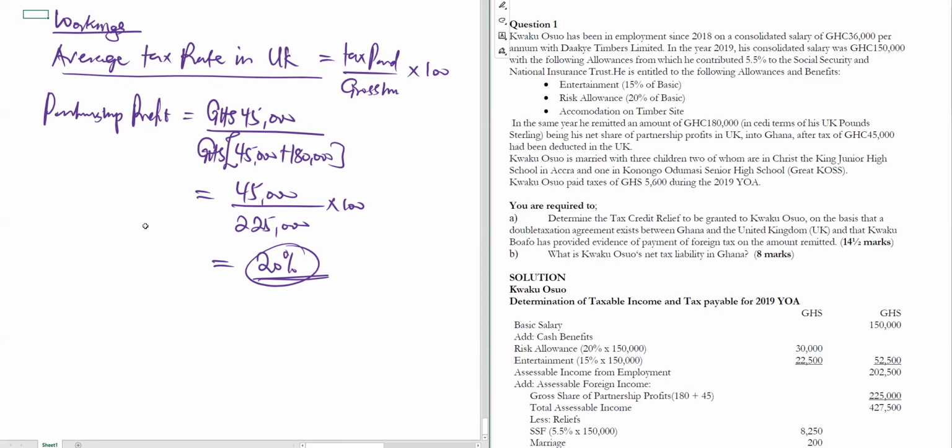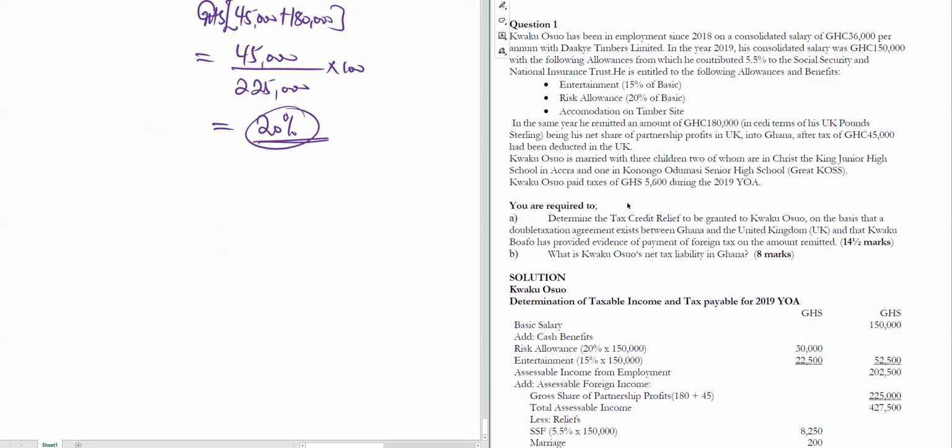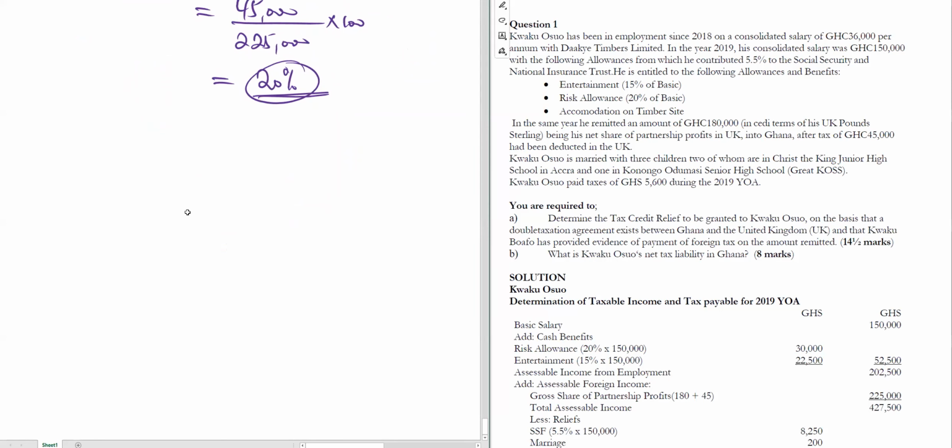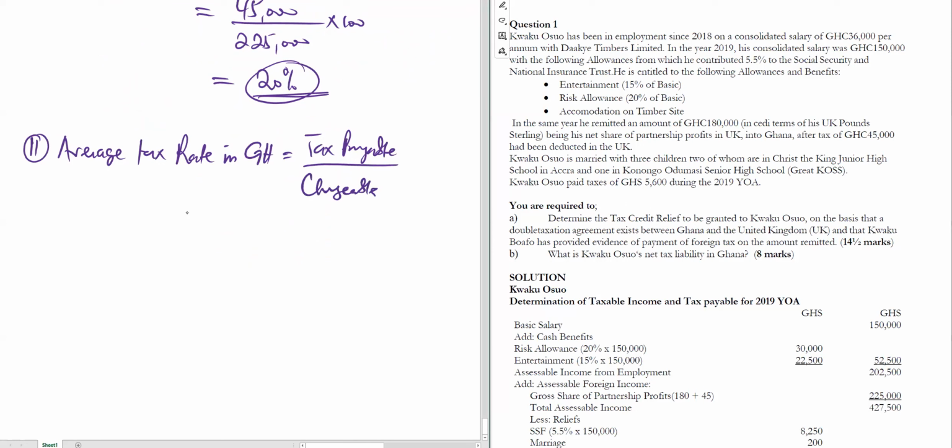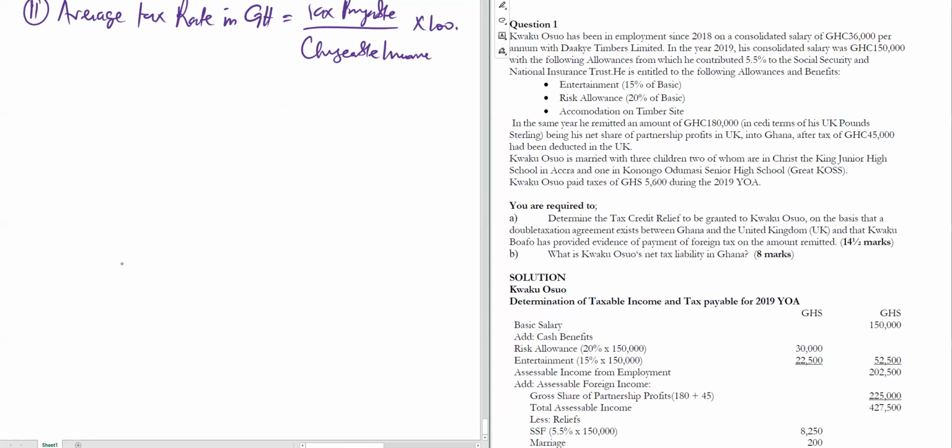Let's see if we're entitled to a full credit, right? So in that case, now that we have this, what's the next thing to do? We need to calculate the average tax rate in Ghana. Average tax rate in Ghana, and that is giving us tax payable over our chargeable income times 100. First, we need to determine its chargeable income, right? So, what's the name of the guy? Kweku.